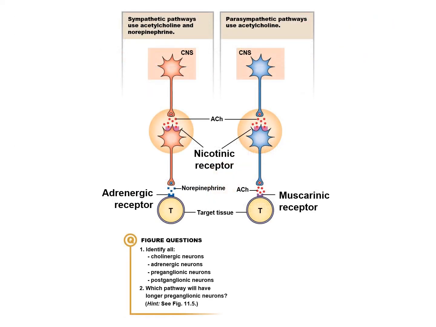This is the summary picture from your book, which is okay. The reason I don't like it is that it should show a shorter preganglionic neuron for the sympathetic pathway and a longer preganglionic neuron for the parasympathetic, but it's showing the same information as before: cholinergic, cholinergic, adrenergic, nicotinic, muscarinic, adrenergic receptor.